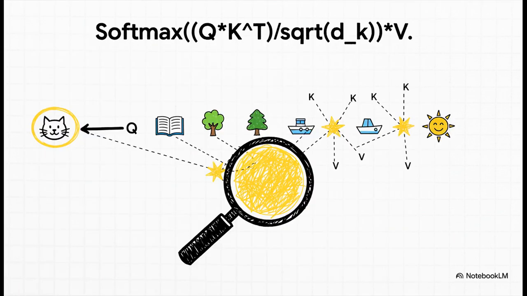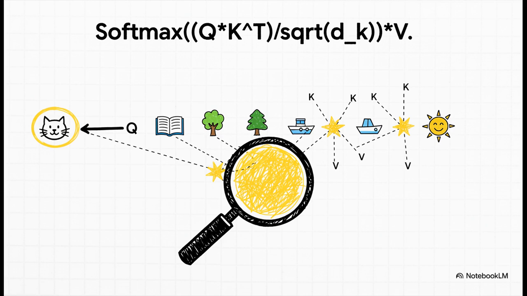Now, don't let this formula scare you. It looks intense, but it's the absolute heart and soul of the transformer. Here's the gist. For every single word, the model generates 3 different vectors: a query, a key, and a value. Think of the query like the word asking a question.